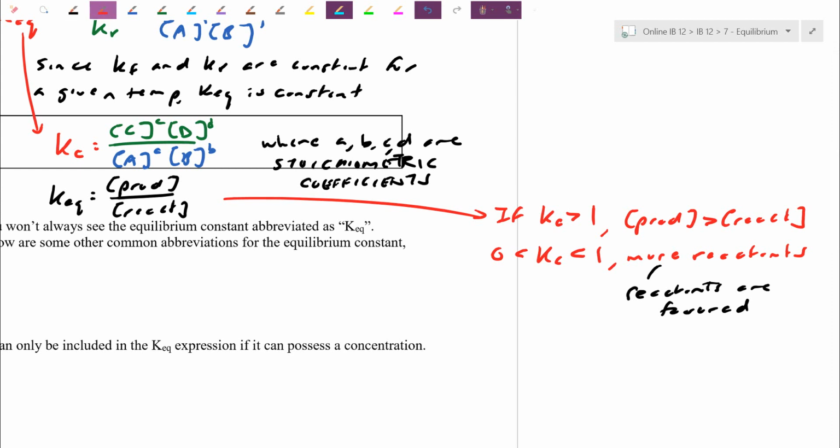What if the Kc is roughly 1? So what is Keq here? What if it's about 1? Well, for this fraction to be about 1, our products would have to be roughly the same as reactants. The reason why I'm not saying equal is because sometimes when you have different powers here, the numbers themselves don't have to equal each other.